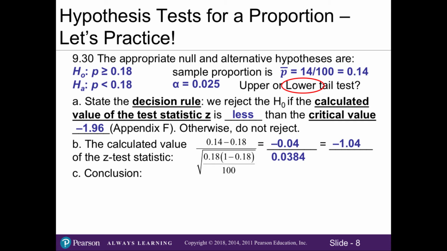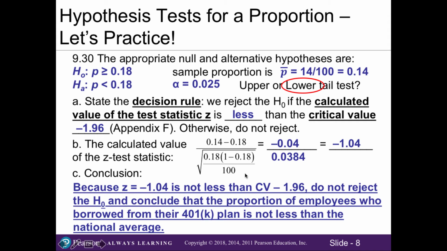Now we have to make a conclusion about our hypothesis test by taking our number in part B and comparing it to our number in part A. So because our z-test statistic of negative 1.04 is not less than our critical value of negative 1.96, we do not reject the null and can conclude that the proportion of employees from this local company who borrowed from their 401k plan is not less than the national average of 18%.